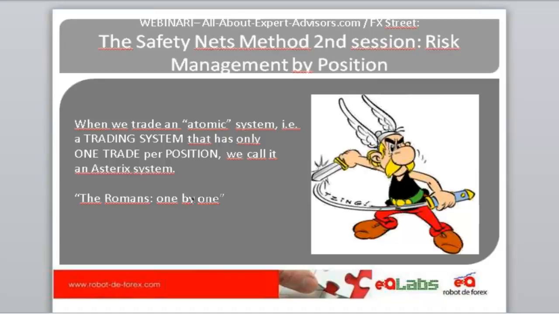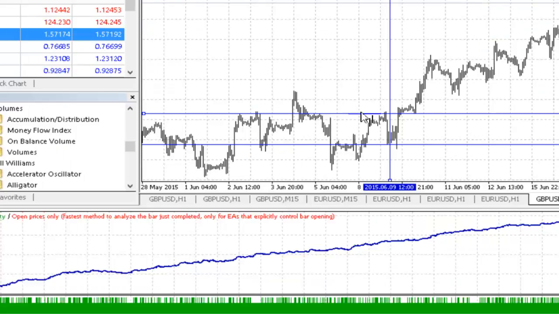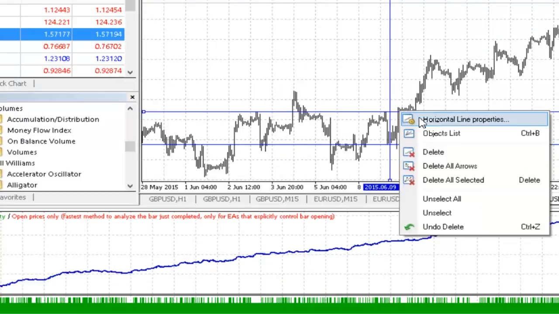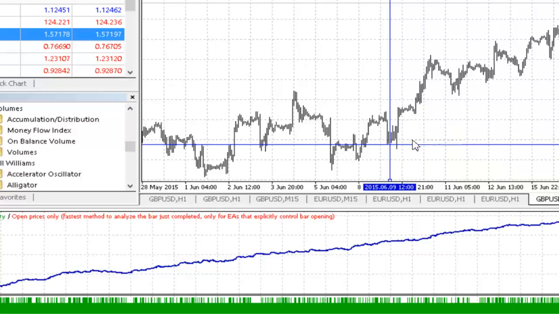Okay, so that's very important as a concept. I only trade Asterix systems. They are also called in the professional literature atomic systems. That means 1 trade equals 1 position. That means I enter the market, I buy or sell, I lose or win, period. You say, wow, that's very fundamentalist. Yeah, it is. But you know what? I have a lot of those systems. I have a lot of Asterix systems.